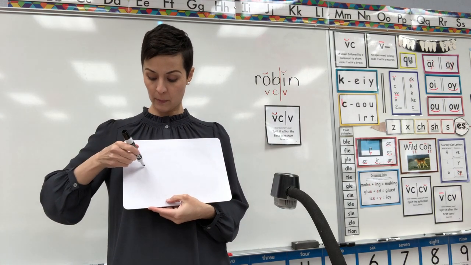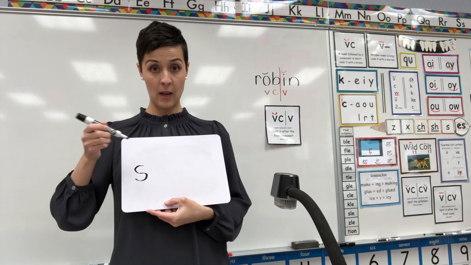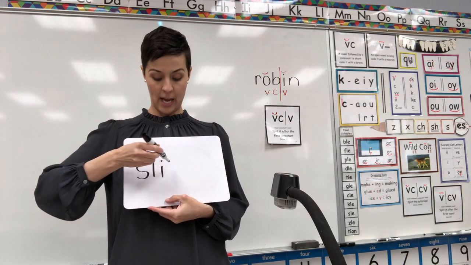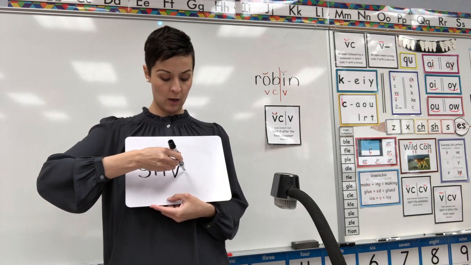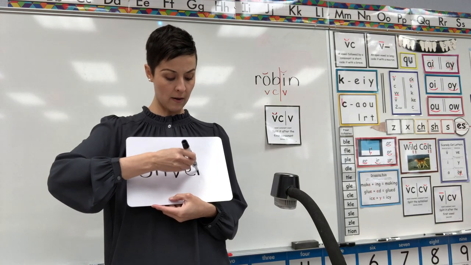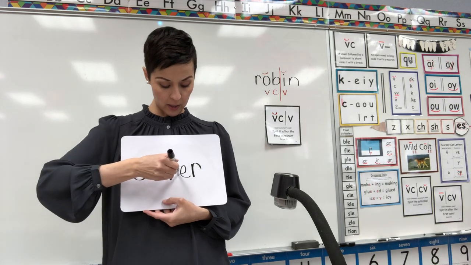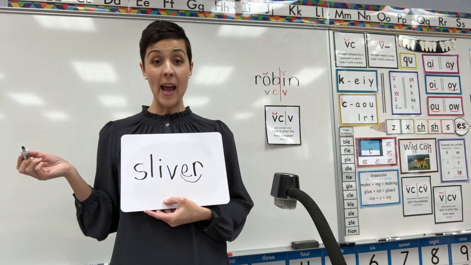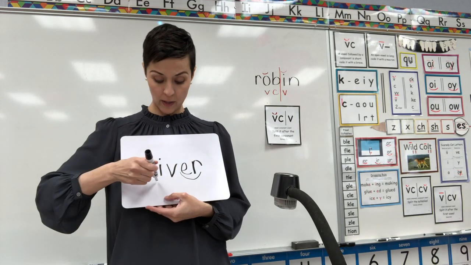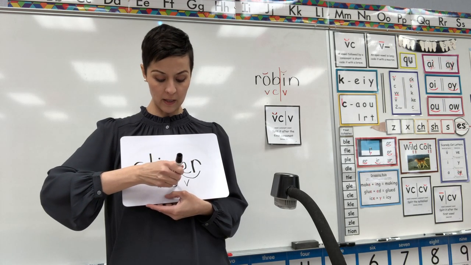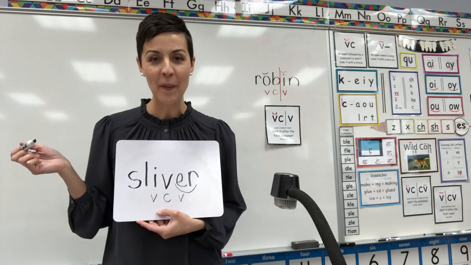First word, I want you to spell for me, S-L-I-V, combination E-R. Okay, the first thing we have to do is arc our combination. We already know that. Now, you might notice we have two vowels. I is a vowel. E is a vowel, V is a consonant, but watch what happens.